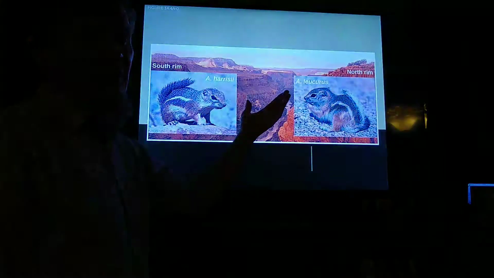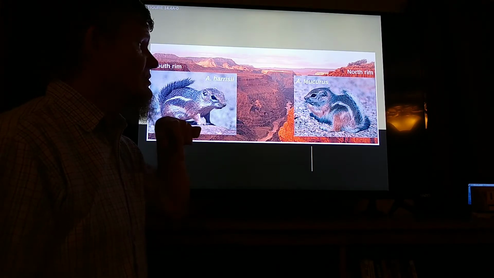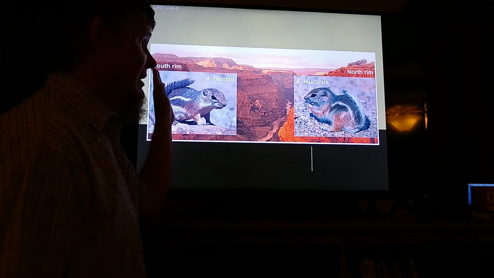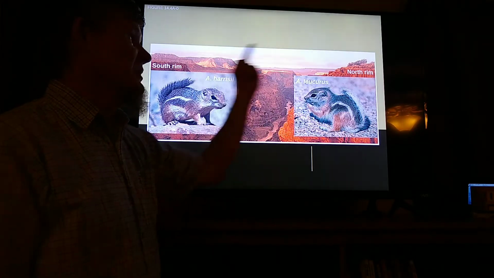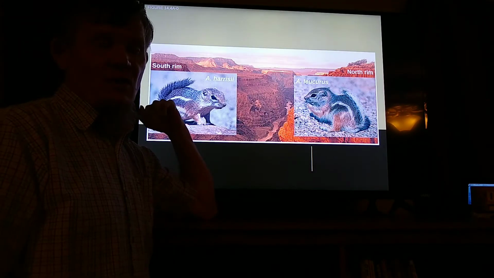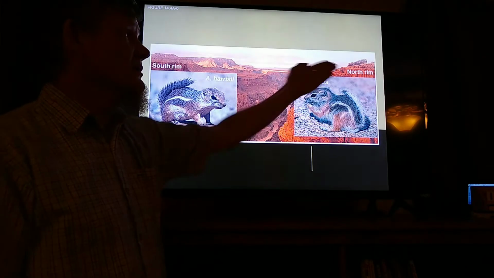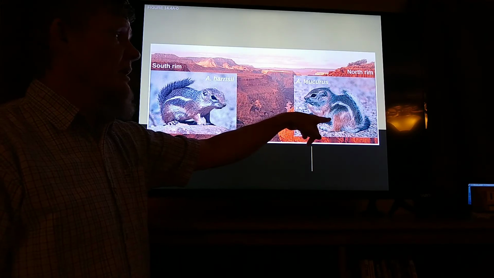But again, it takes thousands of generations for that separation to make the difference. This is that allopatric speciation. Two species of ground squirrel, one on the north rim of the Grand Canyon, one on the south rim of the Grand Canyon. Remember, the Grand Canyon is a mile in some places between the north and southern rims. A mile, no big deal for a bird to fly across, so this would not be a barrier for a bird. But what about for a little squirrel?